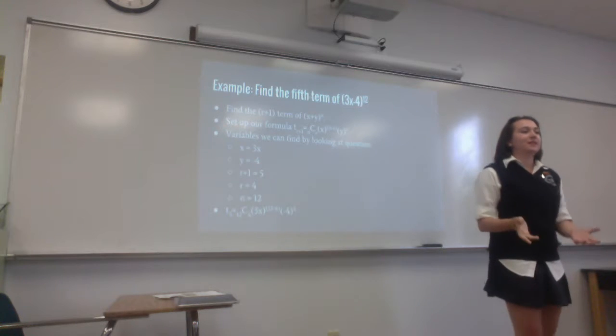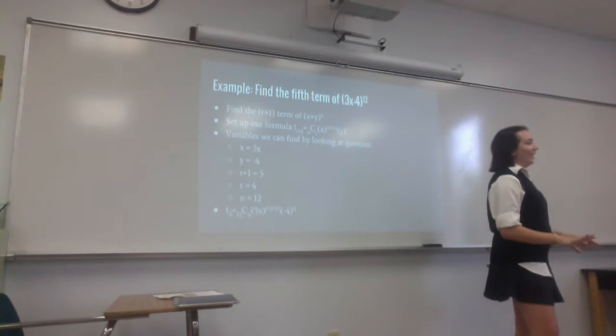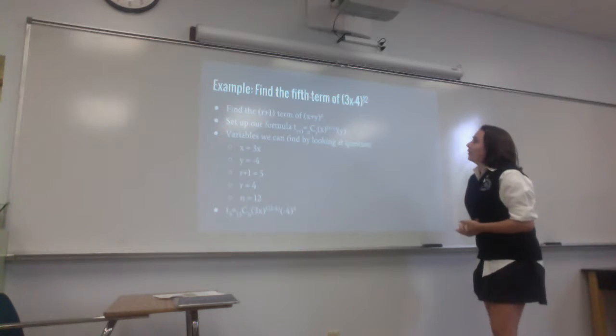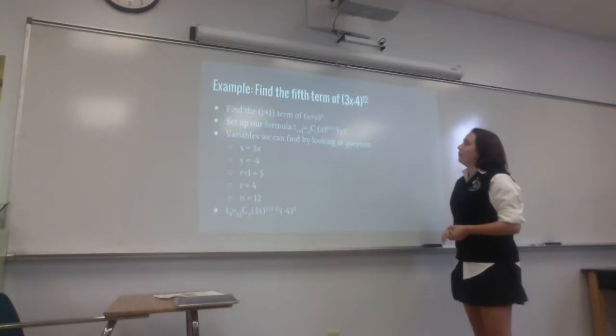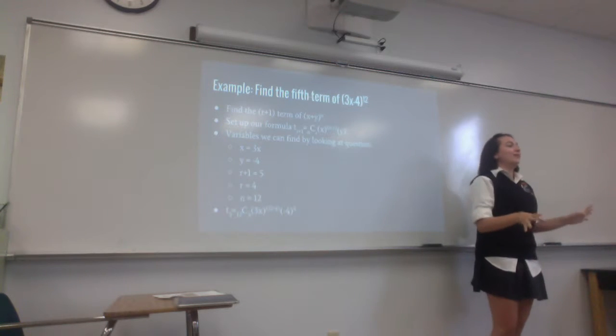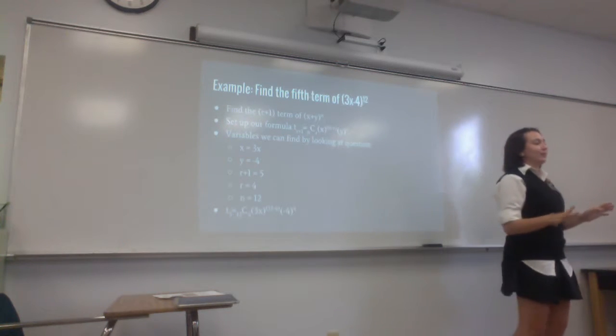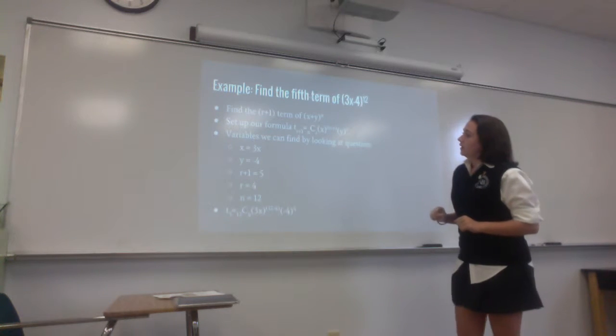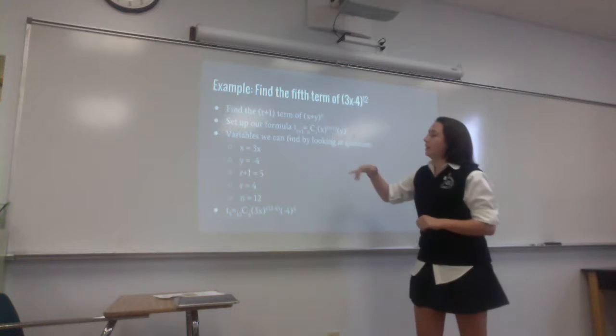So first I'm going to explain an example to you guys, and then we're going to do one together. So, find the fifth term of (3x minus 4) to the 12th power. Look at that high integer of n. We're definitely not going to multiply out each binomial. So, first thing we want to do is set up our formula. How do we do that?